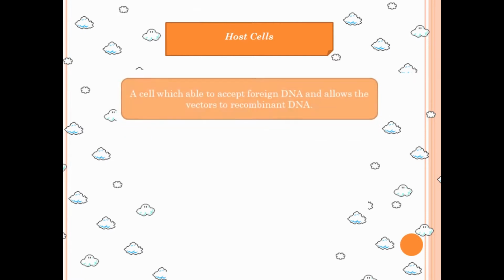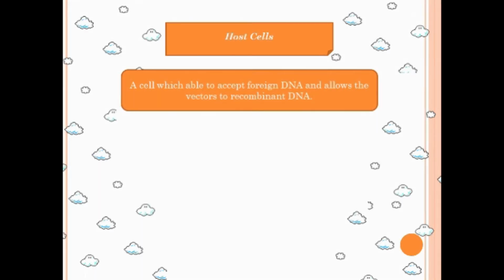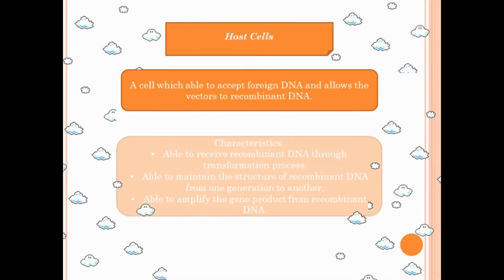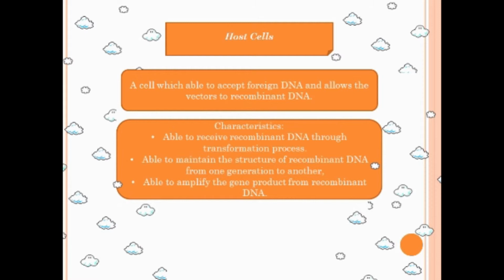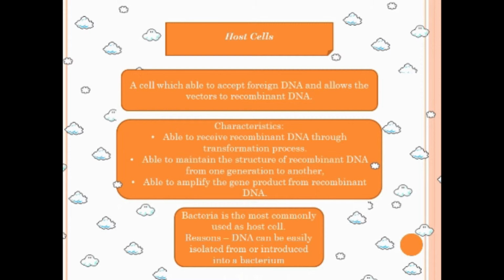Host cell is a cell which is able to accept foreign DNA and allows the vector to multiply the recombinant DNA. Characteristics are: able to receive recombinant DNA through the transformation process, able to maintain the structure of recombinant DNA from one generation to another, and able to amplify the gene product from the recombinant DNA. Bacteria are the most commonly used host cells. The reason is that DNA can be easily isolated from or introduced into a bacterium.